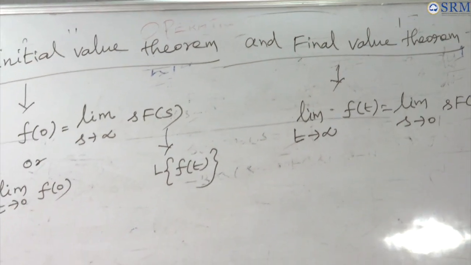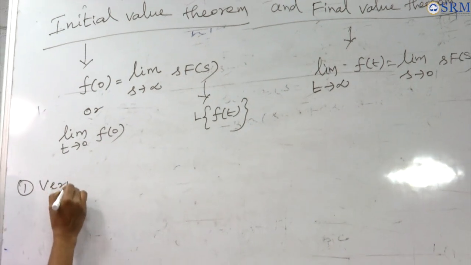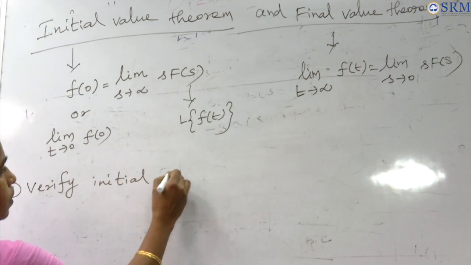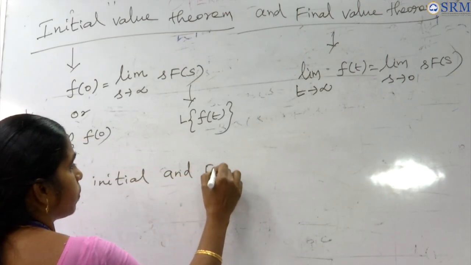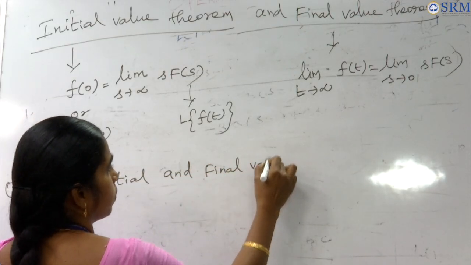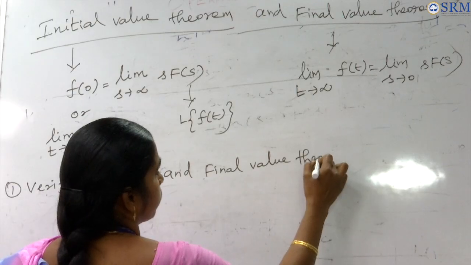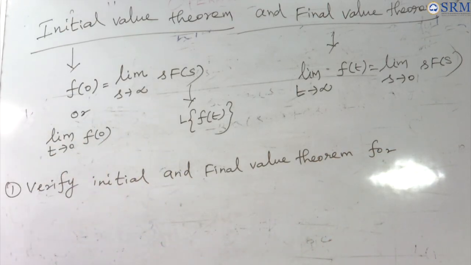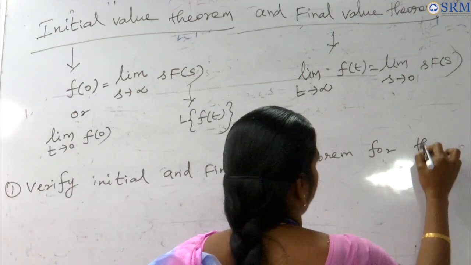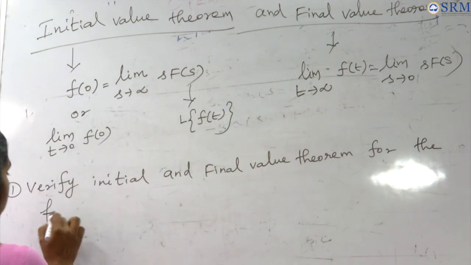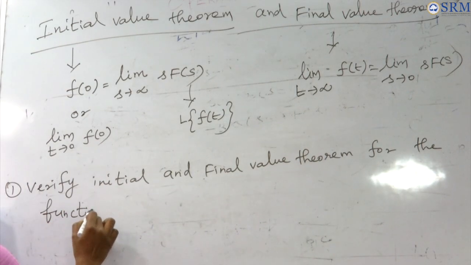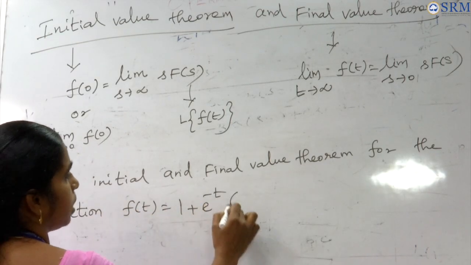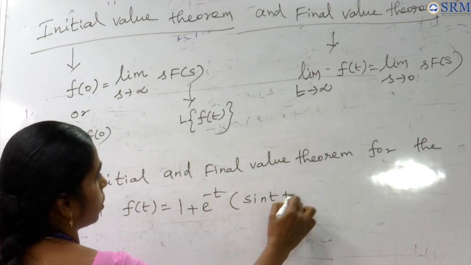The question is: verify initial value theorem and final value theorem for the function f of t is equal to 1 plus e power minus t sin t plus cos t.